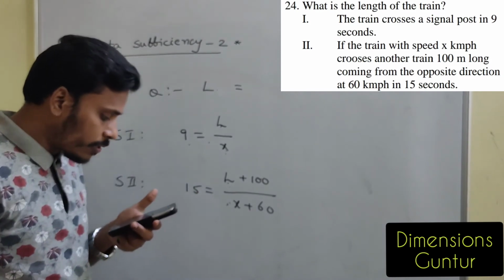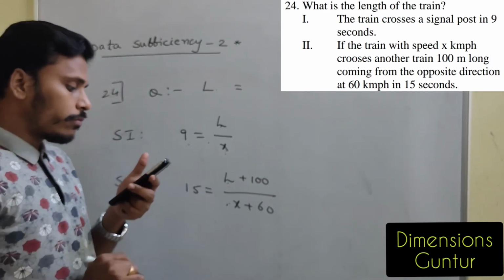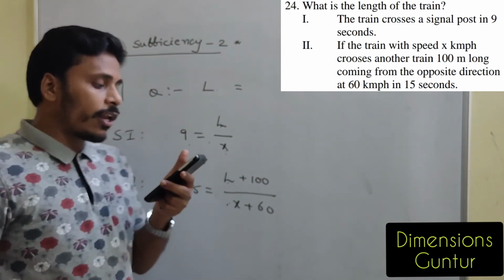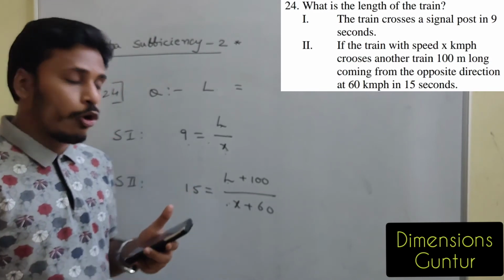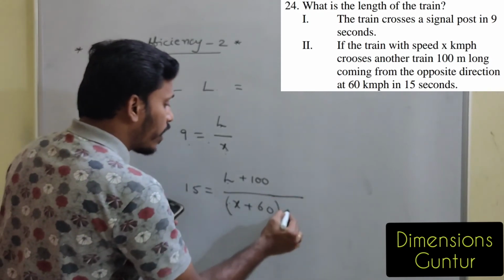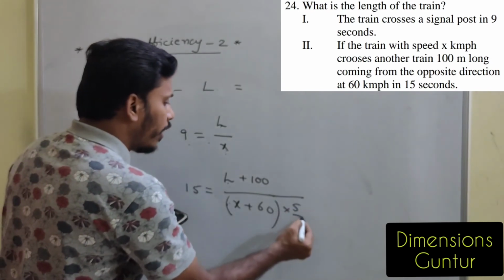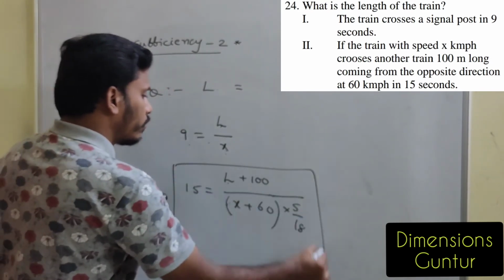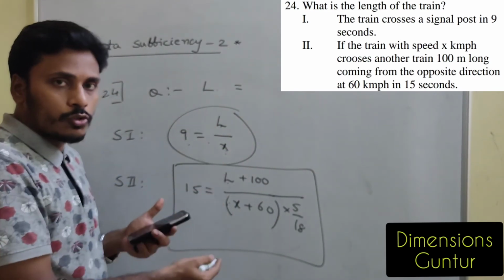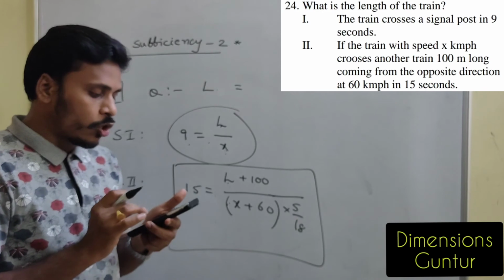One more thing: time is given in seconds, length is given in meters, 100 meters, but speed is given in kilometers per hour. So we need to convert this x plus 60 kilometers per hour into meters per second, and that's why we multiply x plus 60 by 5 by 18. So this is the second relation, and this is the first relation. L and x we don't know, and we have two equations. Solve these two and you will get the value of L. So for this problem you need both the statements to answer the question.